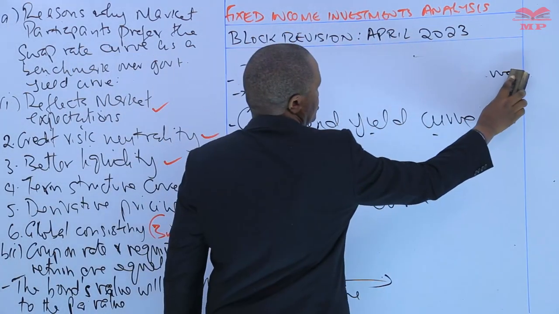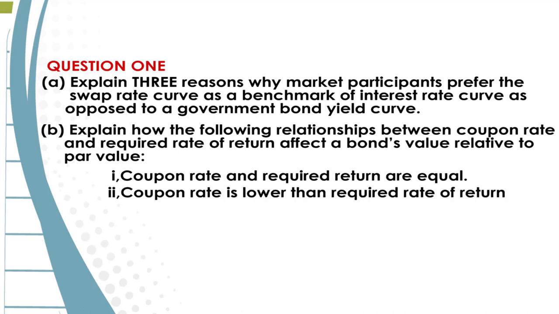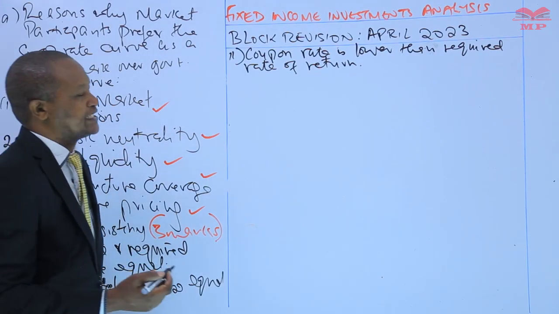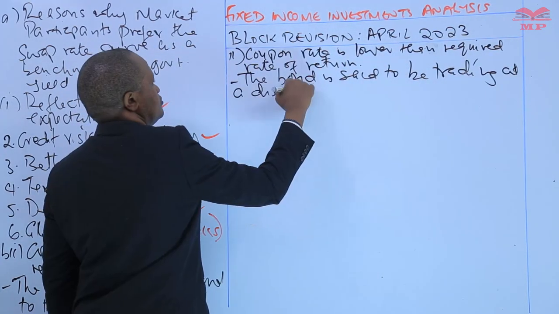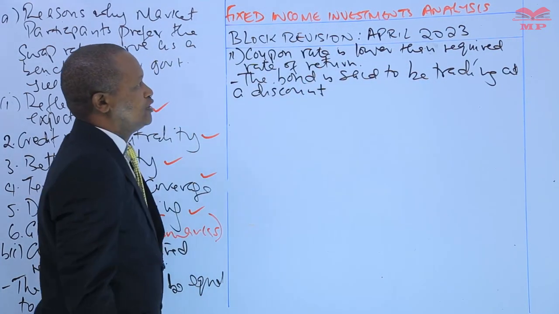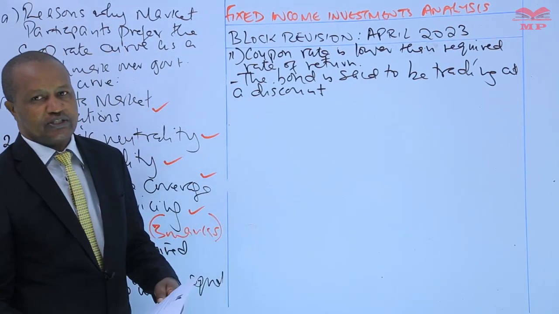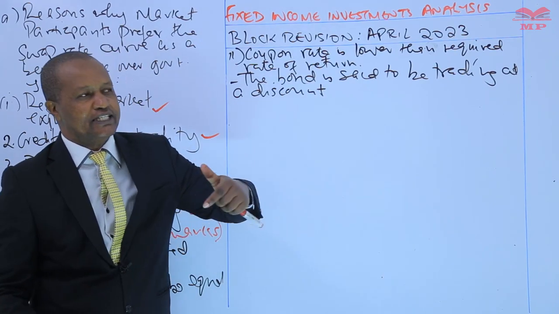Then Roman 2. Coupon rate is lower than required rate of return. Now, candidates, when the coupon rate is lower than the required rate of return, the bond is said to be trading at a discount. In this scenario, the bond's market price will be less than its par value.